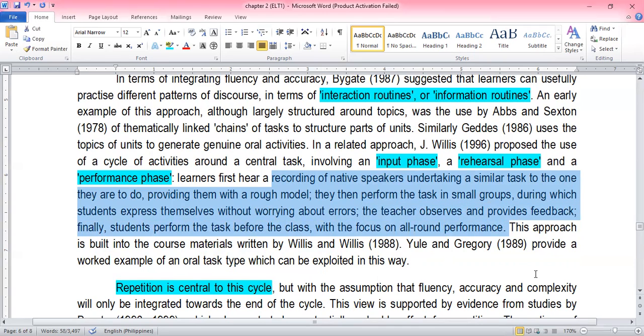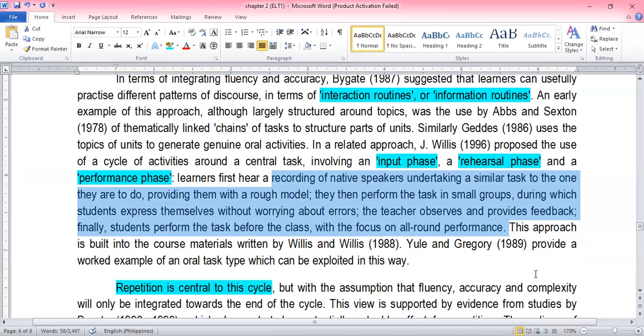So saan dyan ang input phase? Of course, ito na part. Students listen to a recording of native speakers undertaking a similar task to the one that they are about to do. So it's input phase. Kumbaga ito yung part na ikaw yung nagbabike, pinapakita mo sa kanya. Rehearsal phase naman is they have to imitate what they have heard in the recording, pero this time they should not worry about the errors. Okay? That's the rehearsal phase.